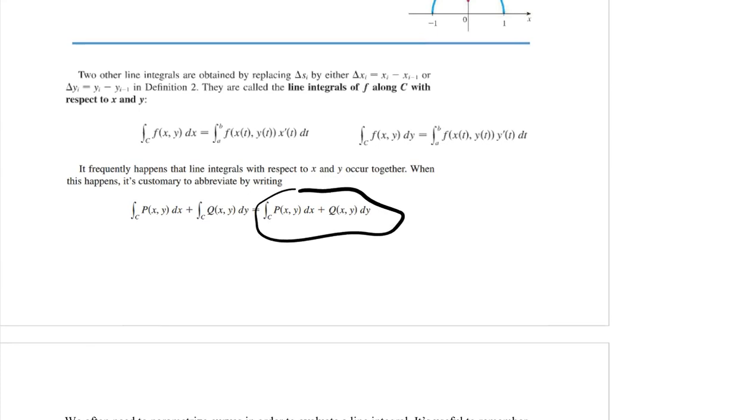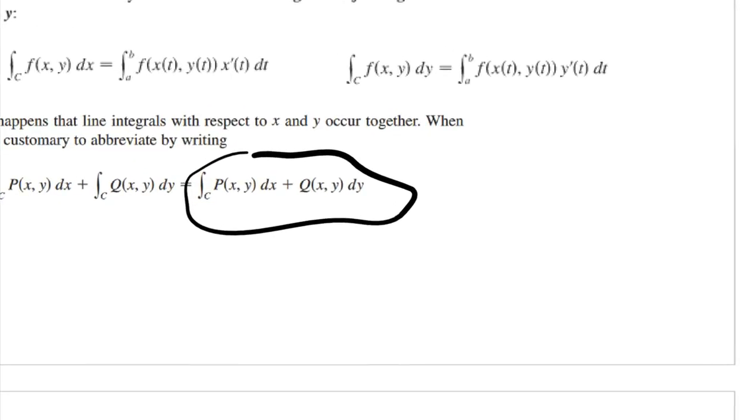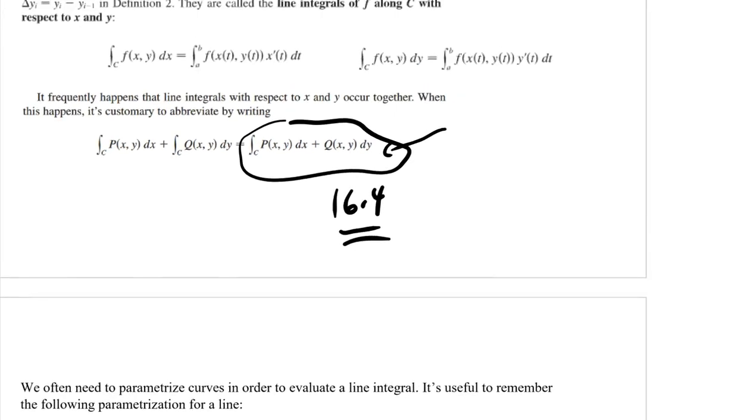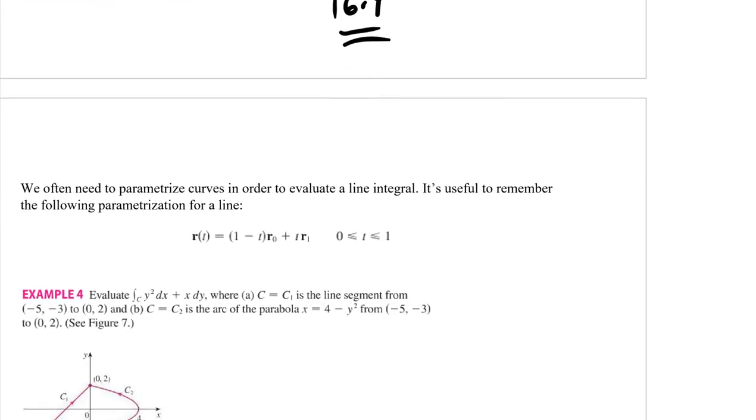This is another way to write your f of x y ds. Don't get too hung up on it. Just know that this is coming up in 16.4. We're going to have a really cool application of this. So it's just another kind of line integral, that's all. It's just another way to look at it. Oh yeah, this is the parameterization that you can use for lines.